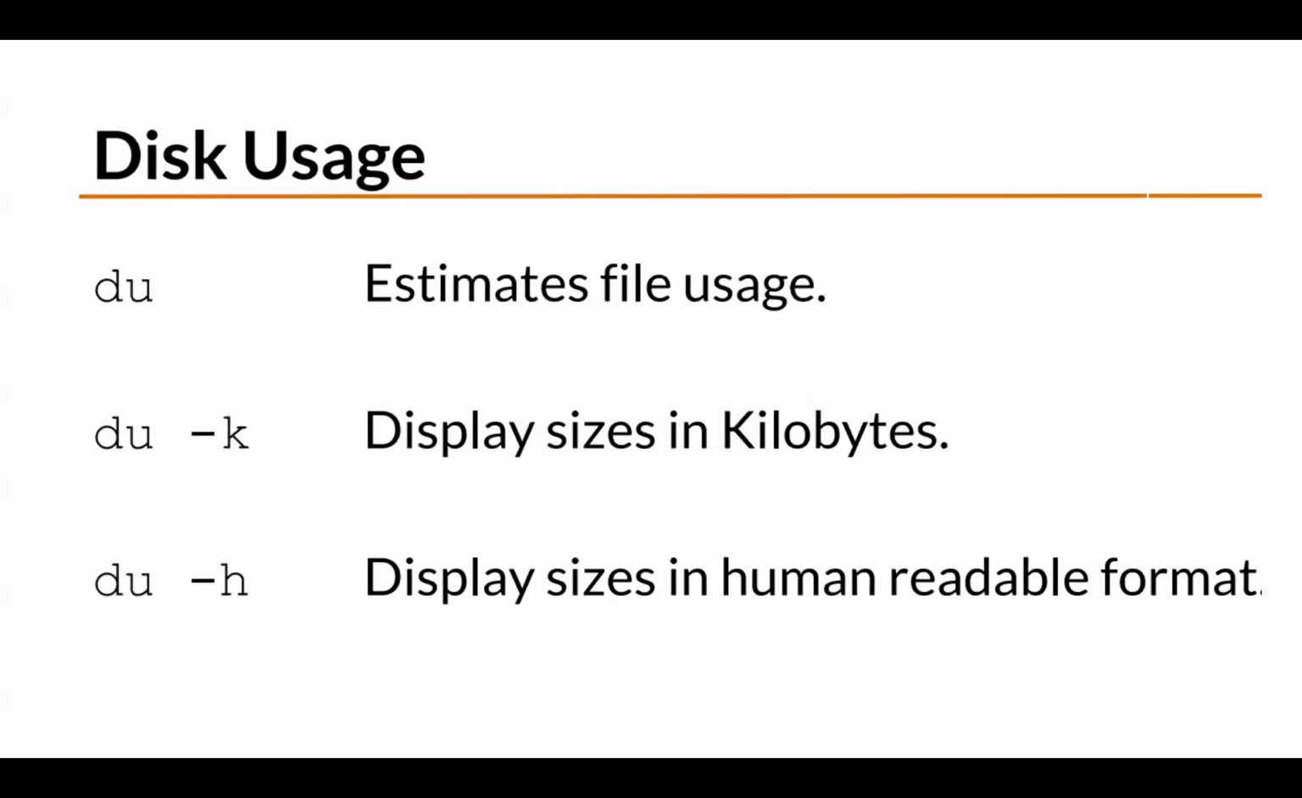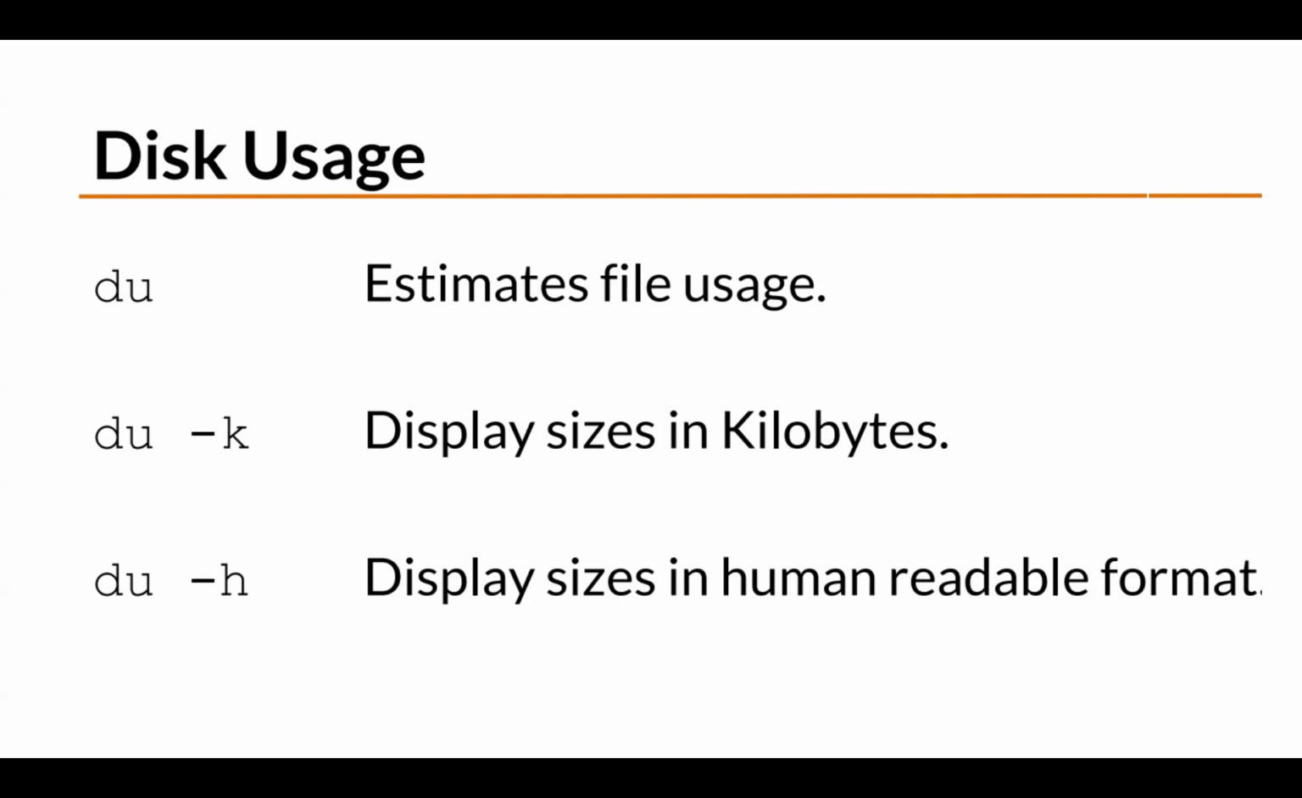You can use the command du to display how much disk space is used by a file. So du -k will display the sizes in kilobytes. du -h will display the size in a human readable format. So if the file is 5 megabytes, it will say 5M, or 3.7 gigabytes as 3.7G.